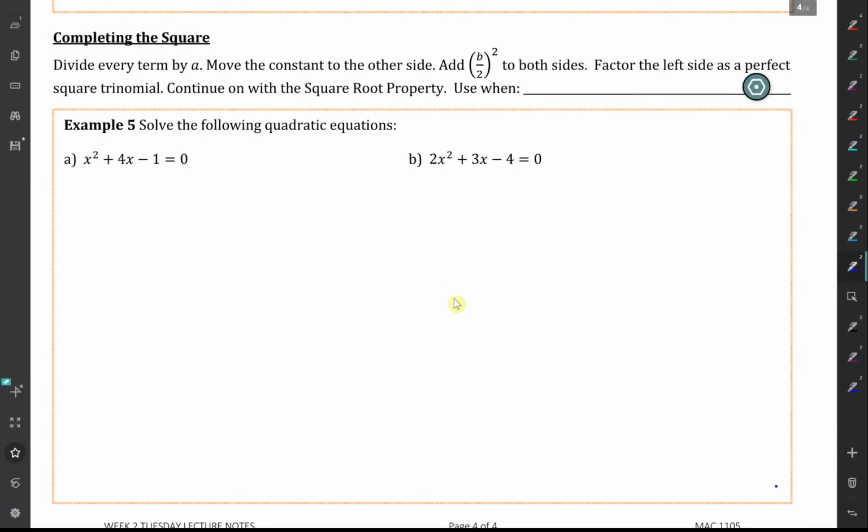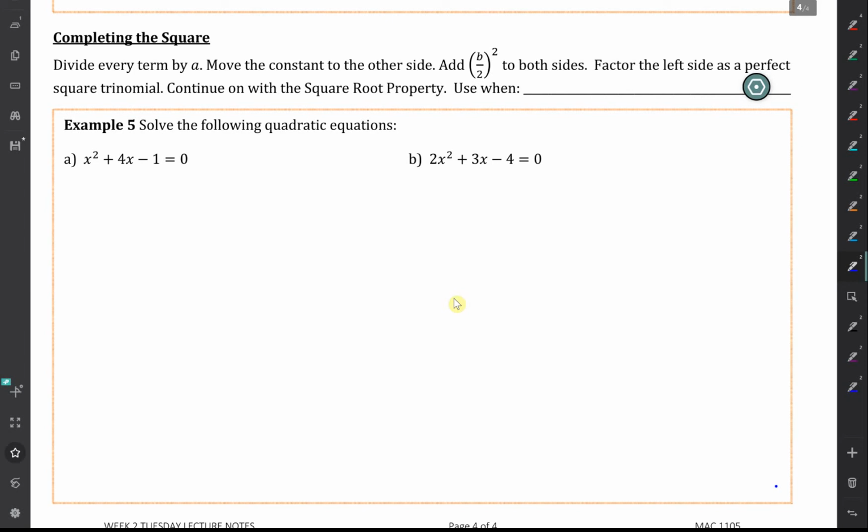Okay, the last way to solve a quadratic equation that we're going to look at today is called completing the square. And in completing the square, what you want to do is first start off by dividing every term by a so that you get a monic polynomial. So it'll be something like x squared plus b over a, x plus c over a.